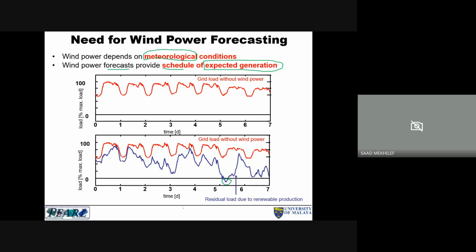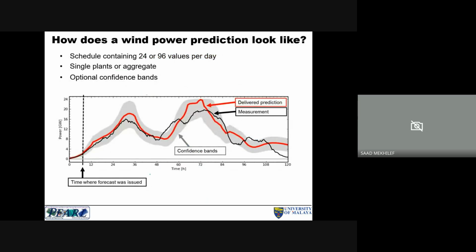So what does this mean? It means it's highly uncontrollable, very hard to control. So if we can predict the amount of power generated from the wind, or from all these renewables, that can help stabilize the grid. And what does the wind prediction look like?